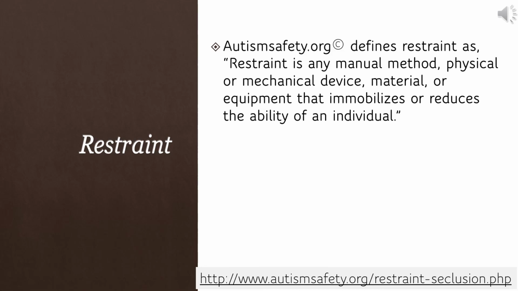AutismSafety.org defines restraint as any manual method, physical or mechanical device, material, or equipment that immobilizes or reduces the ability of an individual. For example, using straps to keep a client confined to a chair or table, or wrapping your legs and arms around a client to prevent them from moving, and so on. You should never use restraint unless you have received formal training and certification to do so. This helps ensure that you are using restraints in a safe manner that will not harm the client or yourself.